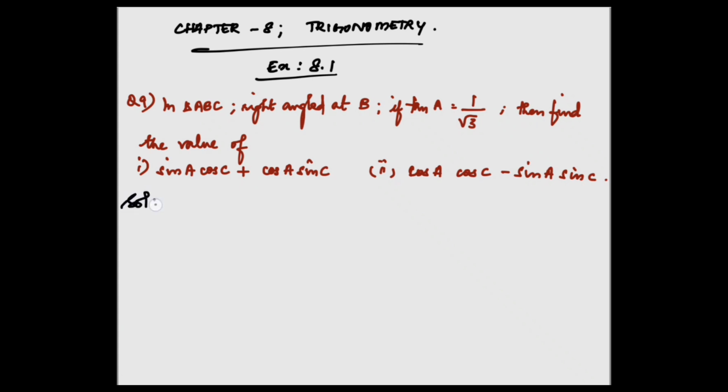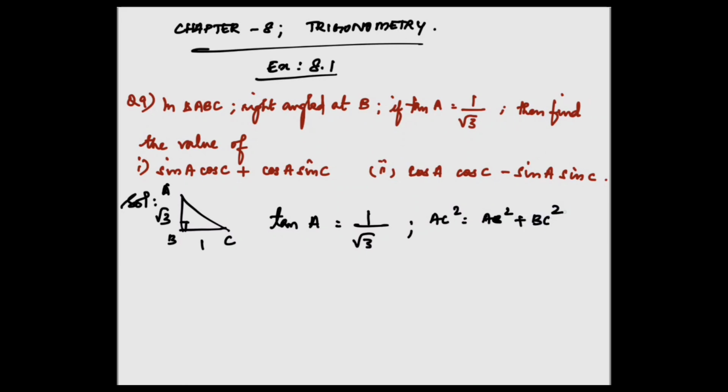Solution: let us consider the right angle triangle given in the question, right angled at B. They have given us tan A is equal to 1 by root 3. We know tan is opposite by adjacent. So using Pythagoras theorem, AC square is equal to AB square plus BC square. By substituting the values, root 3 the whole square plus 1 square is equal to 3 plus 1 is equal to 4, which gives us AC to be 2 units.